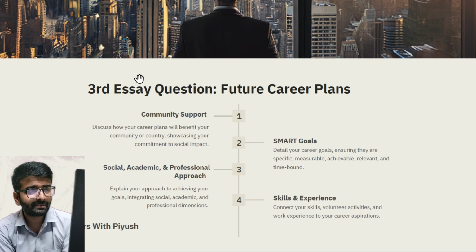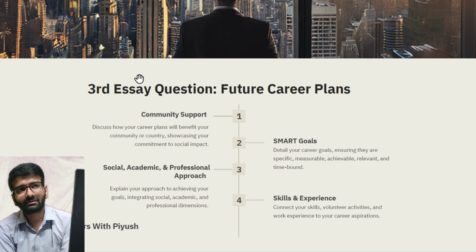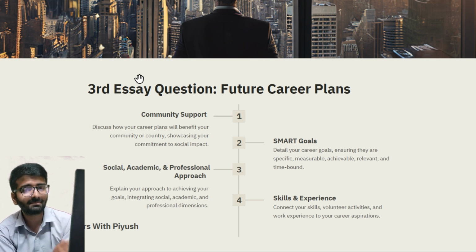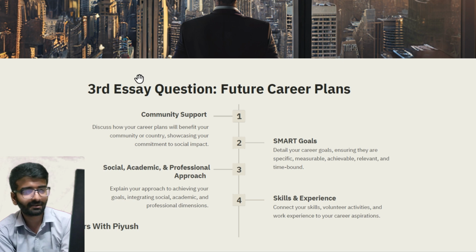Now, number two would be your smart goals. So, smart goals, it could be something that you can measure. Okay. For example, it could be like you want to scale to the profile of a CEO or something of that. So that's just an example. I'm not saying that you have to mention it, but that is just an example that you can work around for the second part of this future career plans essay.